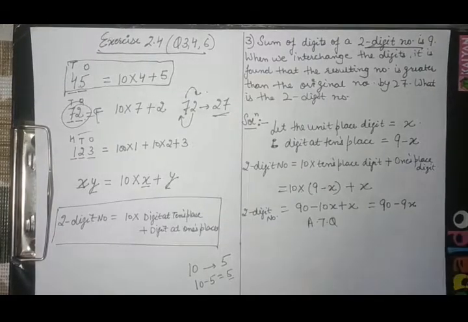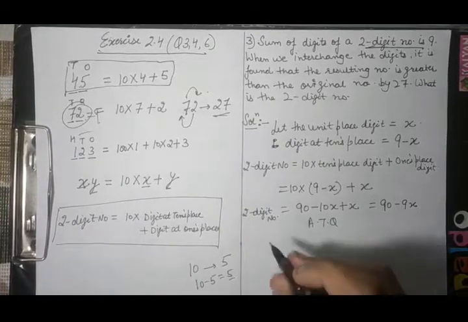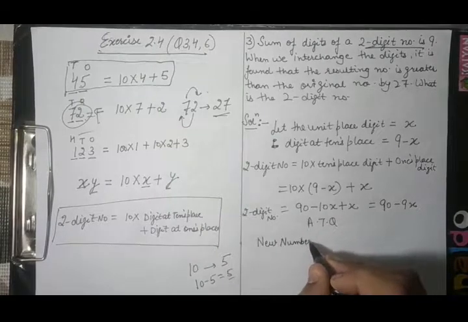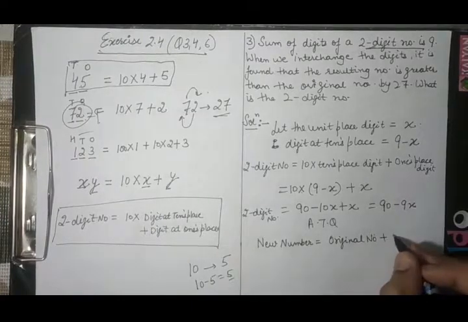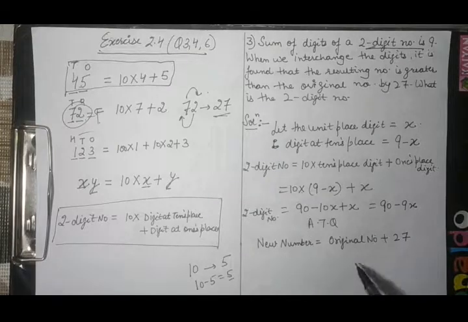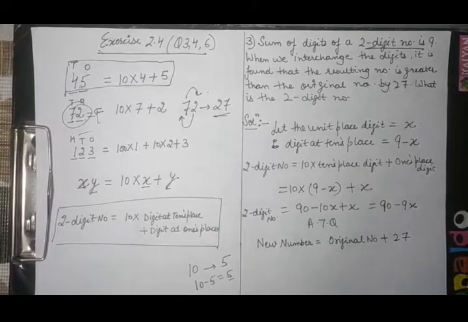Now what is given in the question? It is given that when we interchange the digits, it is found that the resulting new number is greater than the original number by 27. So if we interchange the digits, a new number will be found. So that new number is equal to original number plus 27. This new number on interchanging the digits will be 27 more than the original number. So if we add 27 to the original number, we will get the new number.